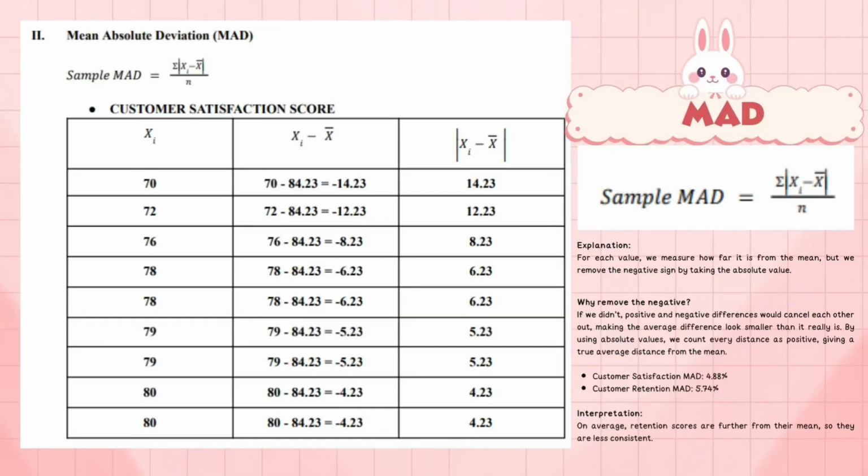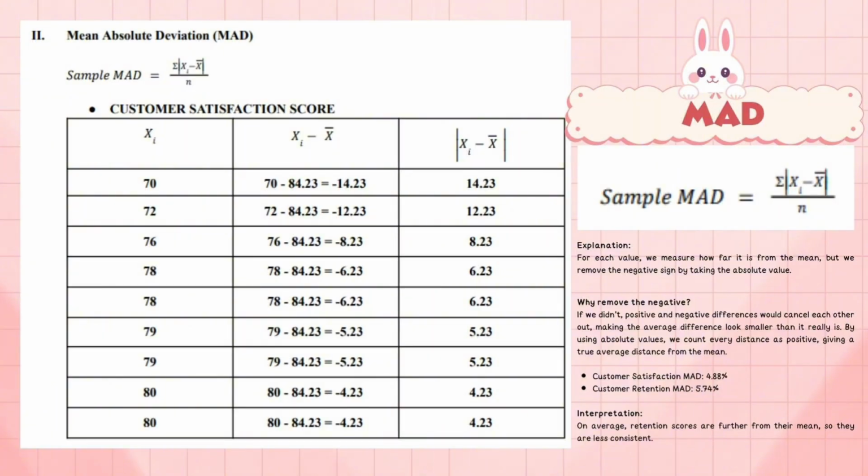Now we move on to the mean absolute deviation, MAD. For this part, I made a table to make it easier to count. This part consists of 3 tables. First is the value table, where all the customer satisfaction scores are sorted in ascending order, which is from the smaller number to the bigger number. Next table is the value minus the customer satisfaction mean, which, from the previous explanation, we get the mean is equal to 84.23%. Lastly, a table where we put the answers with the negative sign removed by taking the absolute value.